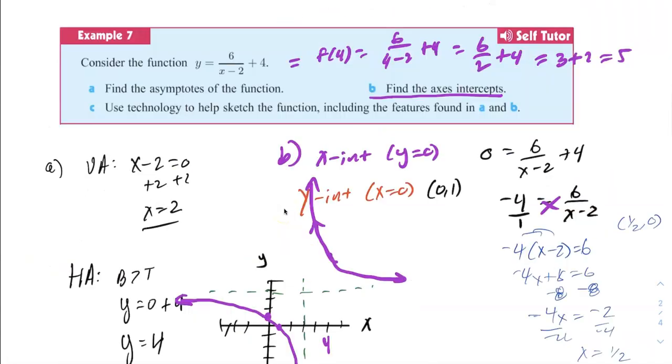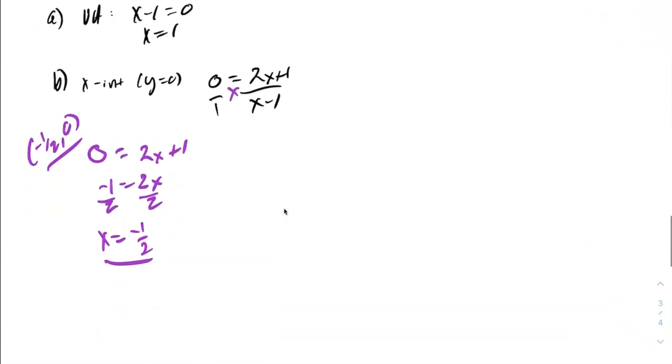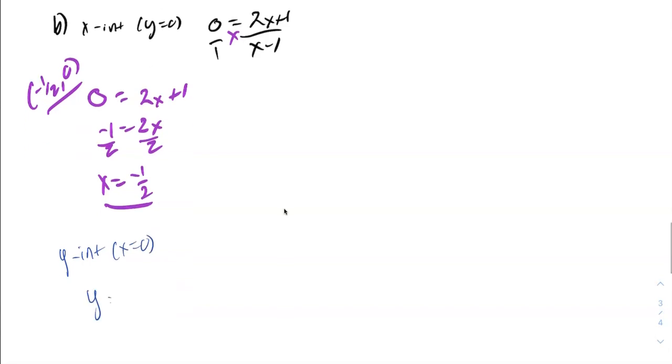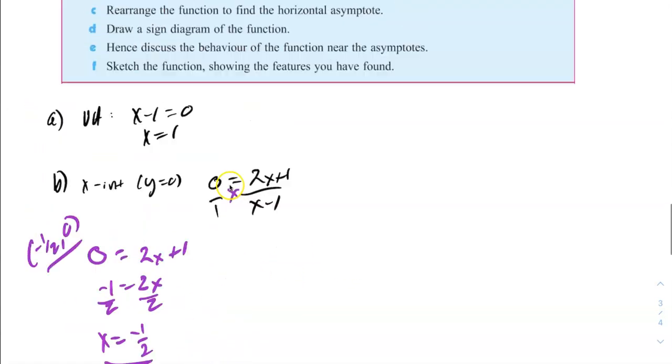Y-intercept, sorry, I hate when that happens. Y-intercept, plug in x equals 0. So we're just plugging into the function, 2 times 0 plus 1 over 0 minus 1. I get 1 over negative 1, which is negative 1. So 0, negative 1. So there's my y-intercept, there's my x-intercept.